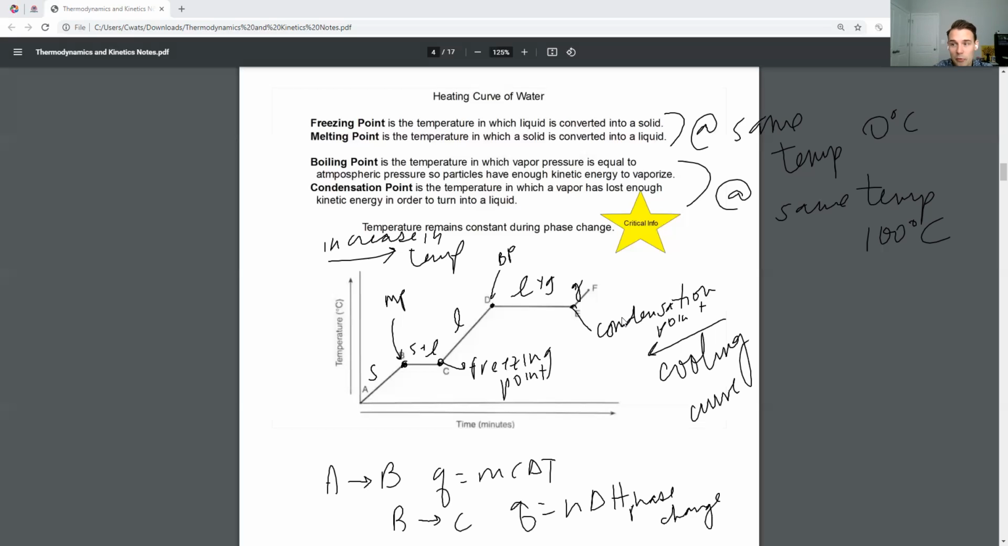In case you didn't believe me before that they occur at the same temperature, if the melting point's here and the freezing point's here, that's the same temperature. Boiling point, condensation point, that's the same temperature. Again, it just has to do with whether the energy is going in or coming out. Super important concept.